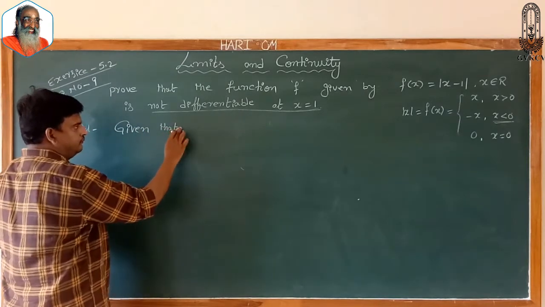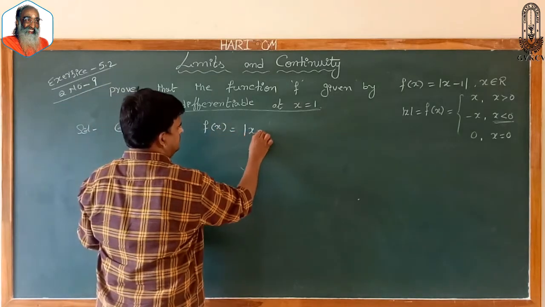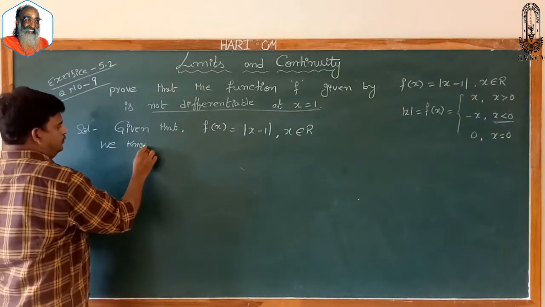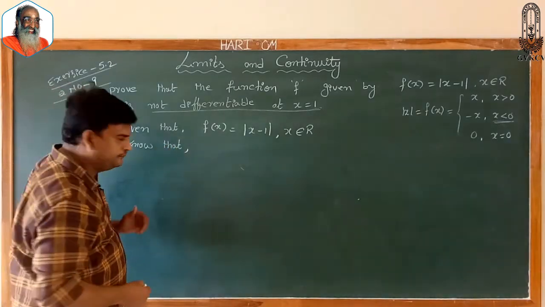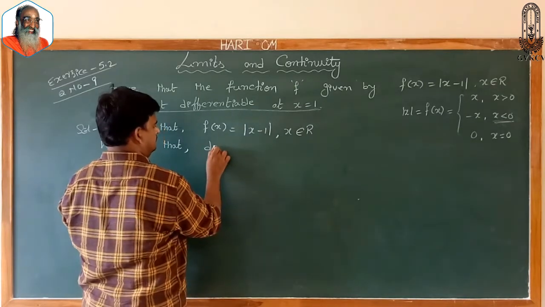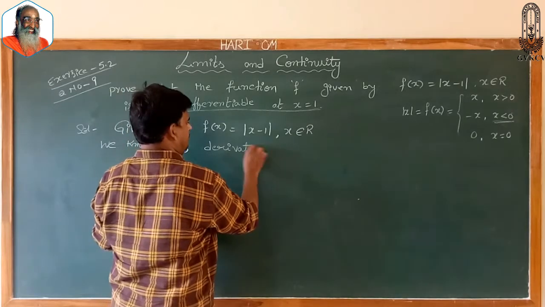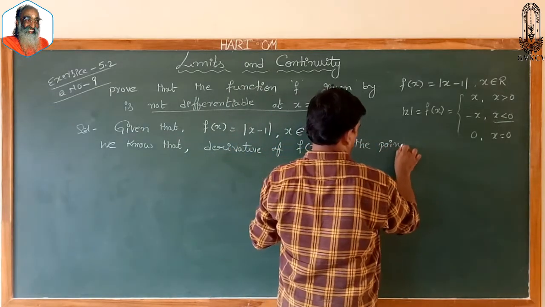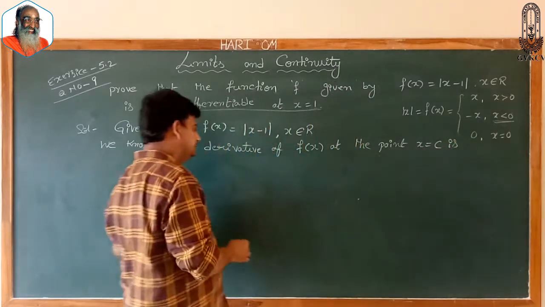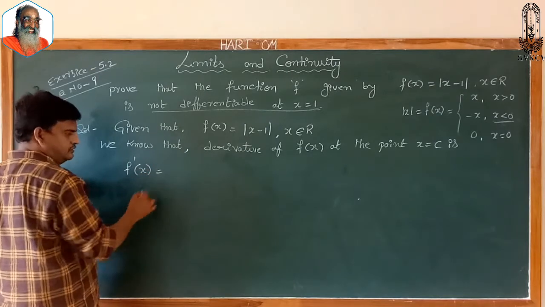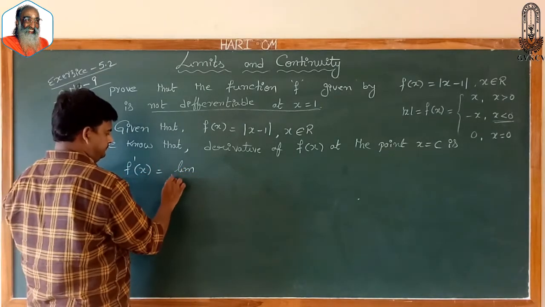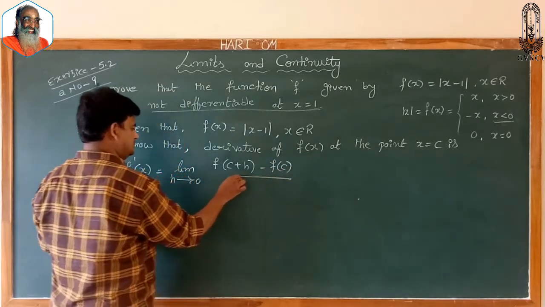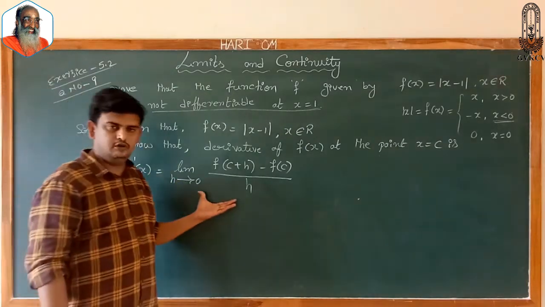Given that f of x is equal to modulus of x minus 1, where x belongs to R. We know that the derivative of f of x at the point x is equal to c is f dash of x is equal to limit h tends to 0 of f of c plus h minus f of c, by h. So this is the formula we know.